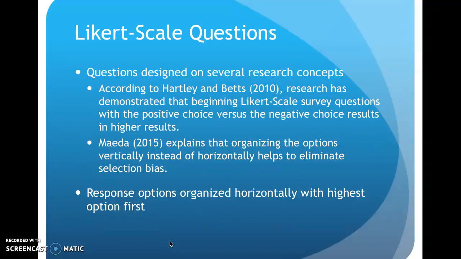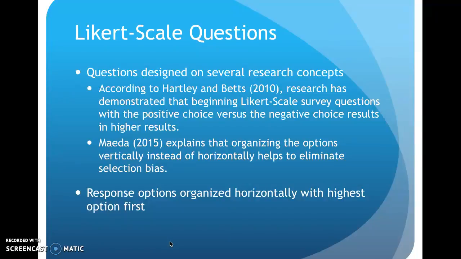The Likert scale questions, there are 8 of them. I spent a lot of time researching survey design, and based on some of the research that informed how I set up the survey, Hartley and Betts found that if you start your Likert scale survey with the highest option first on a linear scale, so if you start with strongly agree and then your linear scale goes to strongly disagree, the higher option gets picked more frequently. Building off of that, Meta found that if you arrange the options horizontally, it eliminates that selection bias.